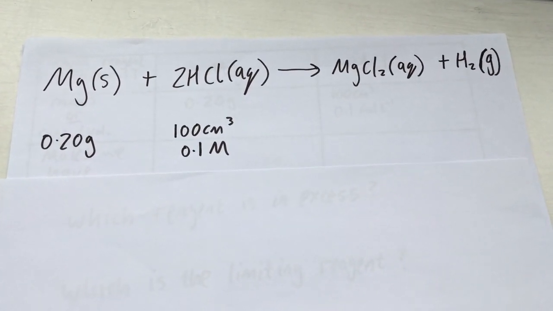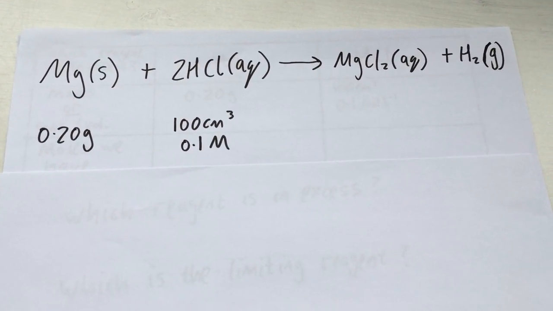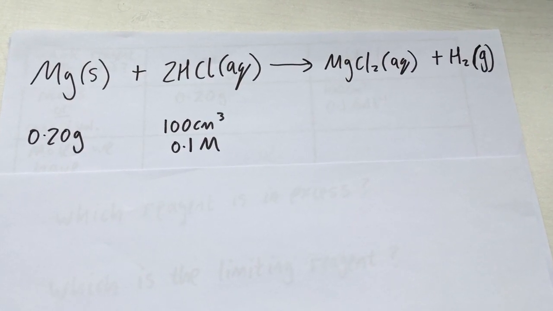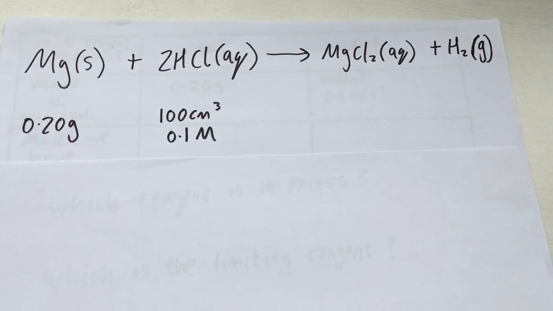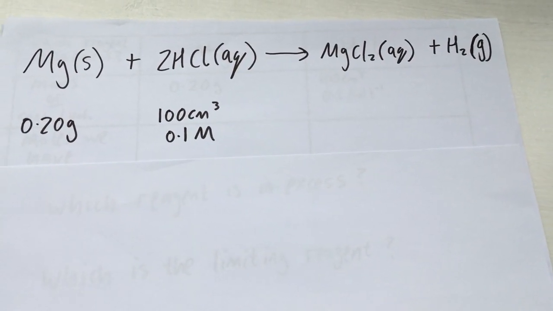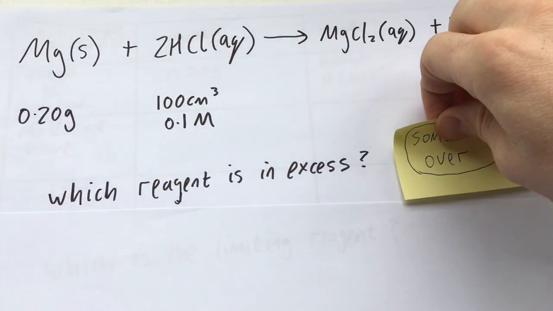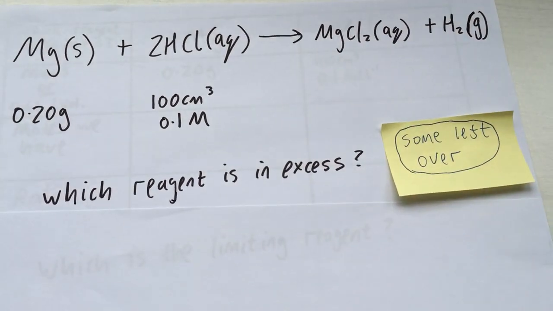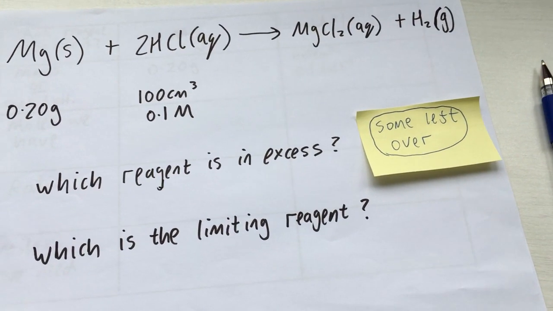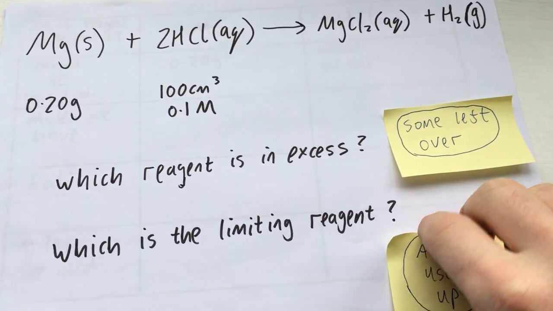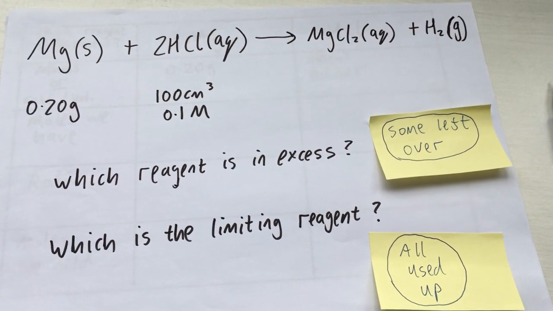And we'd quite like to know, if I have a certain amount of each of these reagents, so if I've got 0.2 grams of one of them and that volume and concentration of the hydrochloric acid, it'd be quite useful to know which of these reagents is in excess, by which I mean that at the end of the reaction some of it would be left over, and which of them is the limiting reagent, by which I mean all of it would be used up.